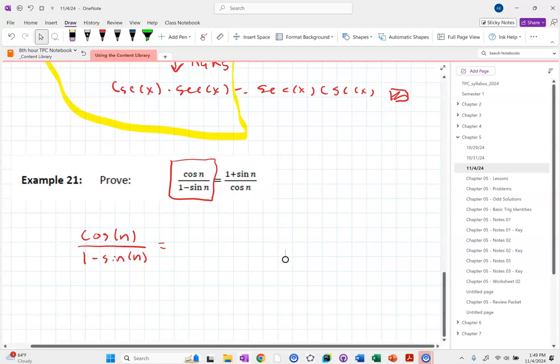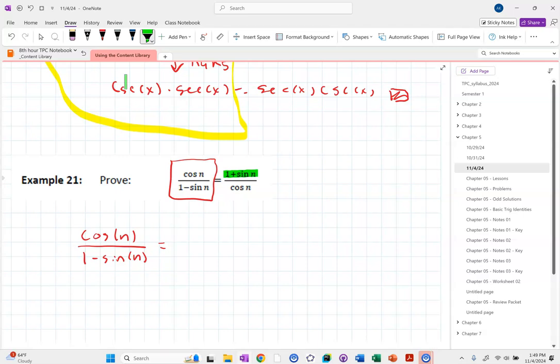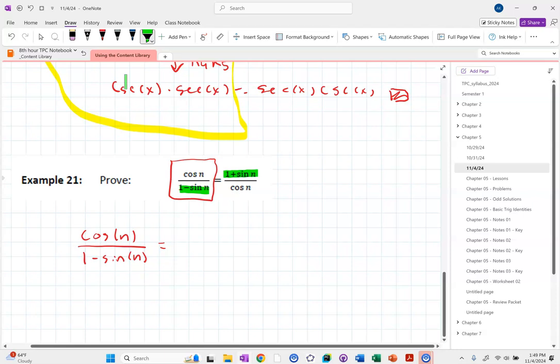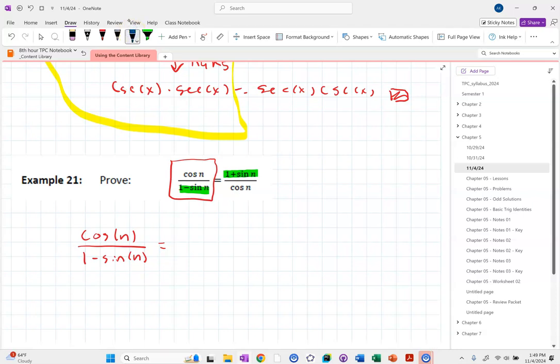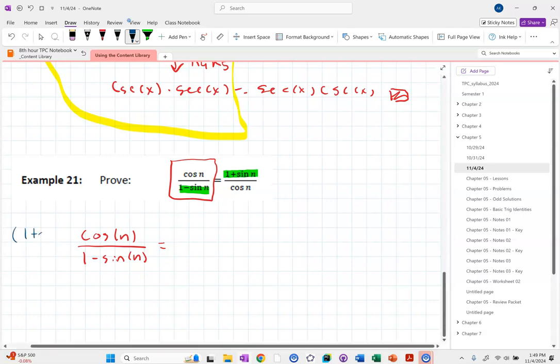This is a great example of looking at where you want to get to as a helpful hint. If I look, the numerator of where I want to end has a 1 plus sine in it, right? The denominator of where I'm at has a 1 minus sine in it. Well, one way I can get the 1 plus sine into the numerator is to just multiply the top and bottom by 1 plus sine.